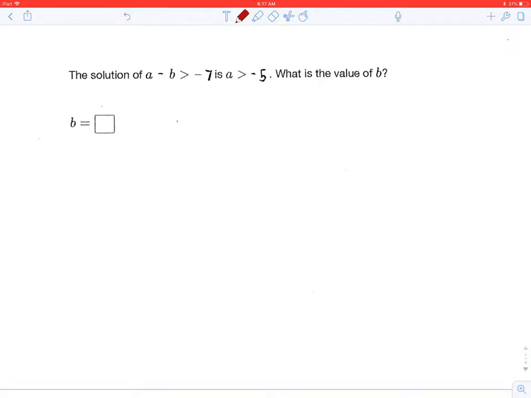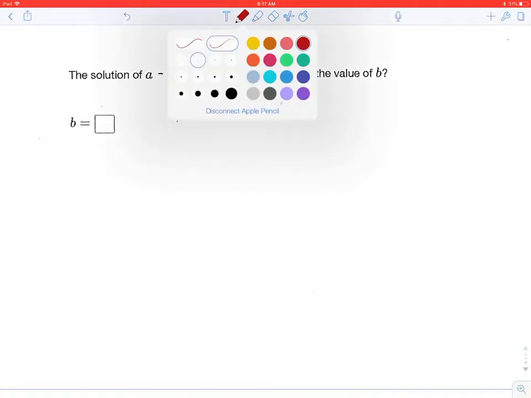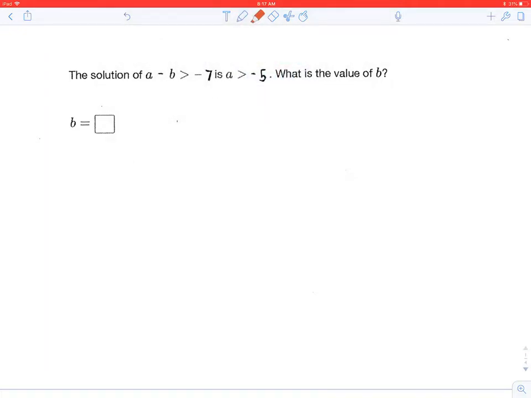On the next one, the solution of a minus b is greater than -7 is a is greater than -5. What is the value of b? So this problem is telling me that this inequality has a solution of this. So let's read that one more time. The solution of this inequality is this answer.